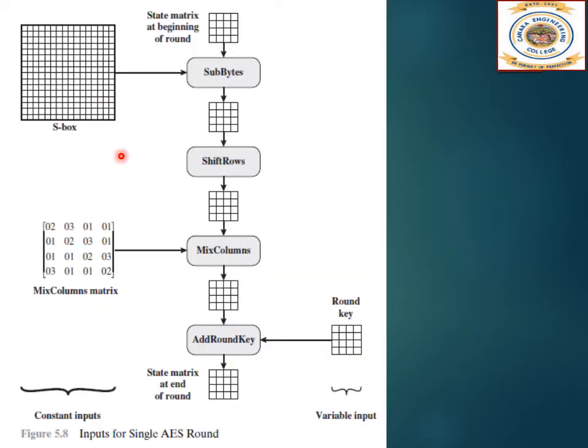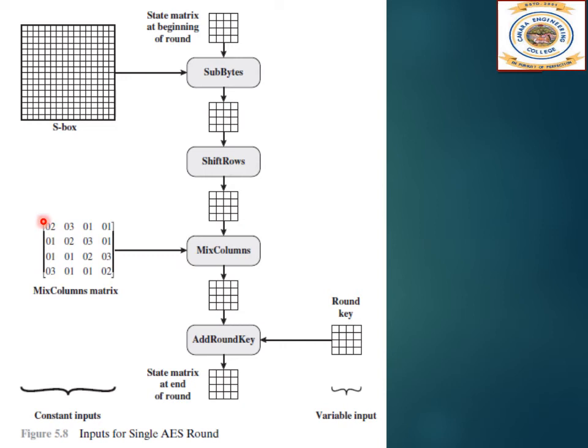Again the same thing is depicted in a different way over here. You can see the state matrix here, a 4 cross 4 state matrix at the beginning of the round. This forms the input for the substitute bytes. So what is the S box? The S box is a 16 cross 16 matrix with 256 entries. The output of the substitute bytes is again a state matrix. This state matrix forms the input to the shift rows. After the shift rows we again get a state matrix. Then is the mix column.